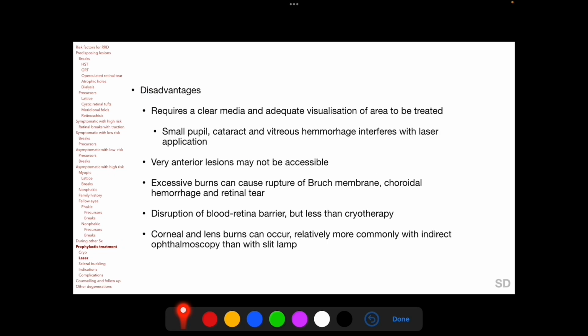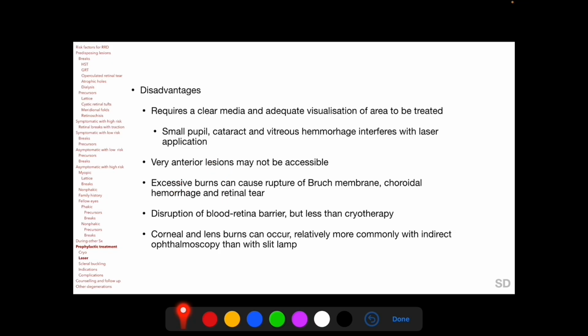Disadvantages of laser photocoagulation include the requirement of a clear media and adequate visualization of the area to be treated, and so laser application may be difficult in eyes with small pupil, cataract and vitreous hemorrhage. Very anterior lesions may not be accessible for laser photocoagulation.